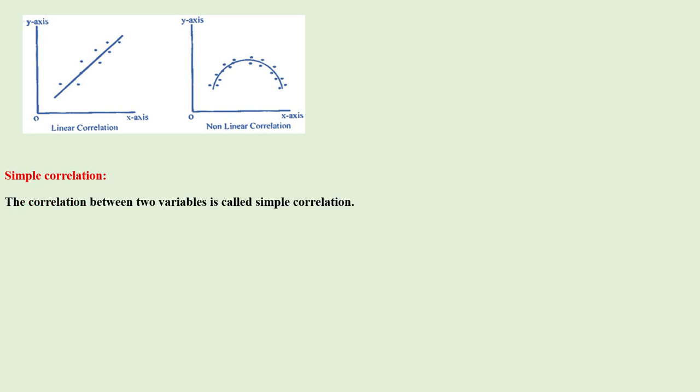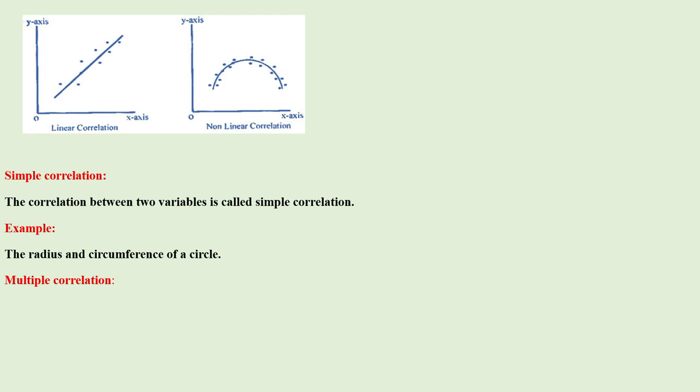Simple correlation: the correlation between two variables is called simple correlation. Just a correlation between any two variables is called simple correlation. Example: radius and circumference of a circle.